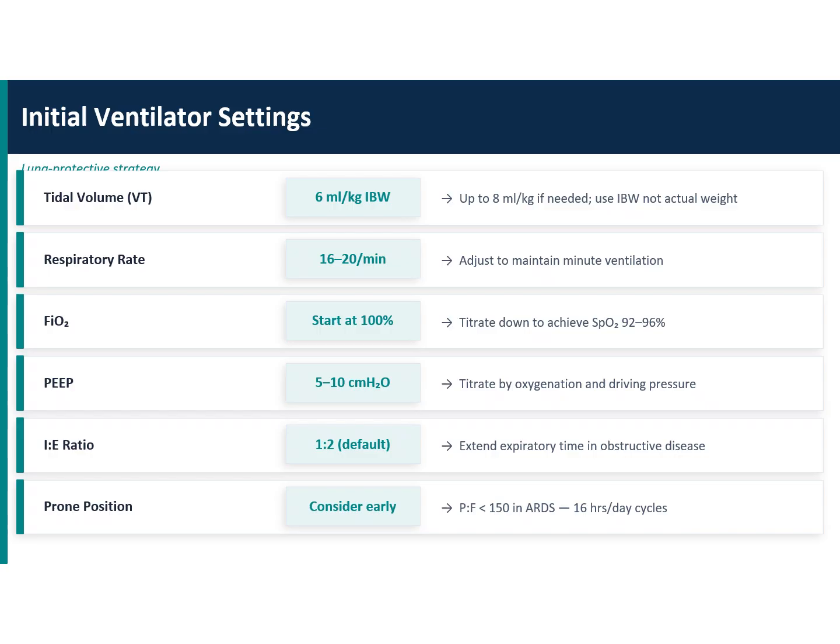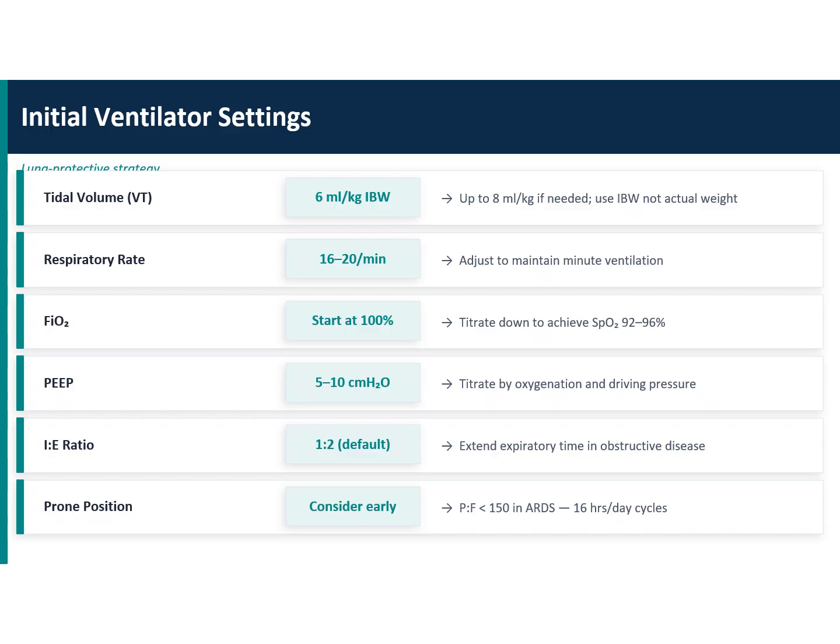So you don't strictly follow the ARDSNet protocol. You have to look into the driving pressures and adjust. That is one way of doing it. But using the ARDSNet protocol strictly, without actually looking into the lung compliance and the recruitability of the lung, can actually be really harmful.